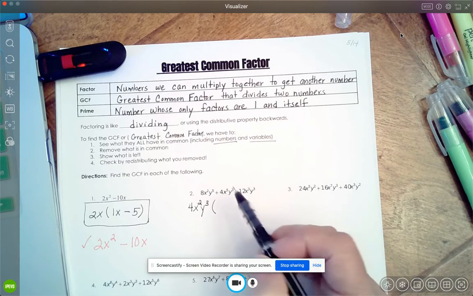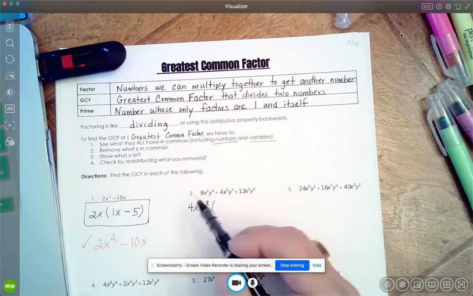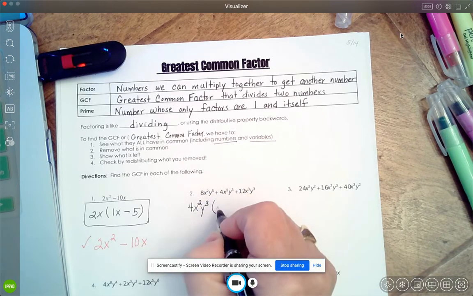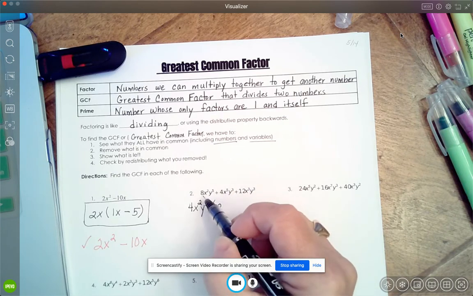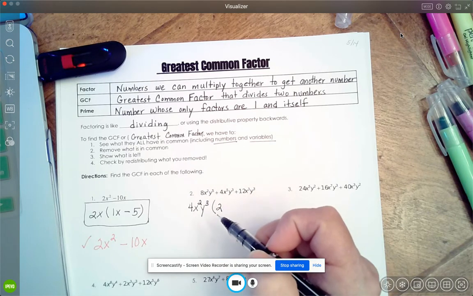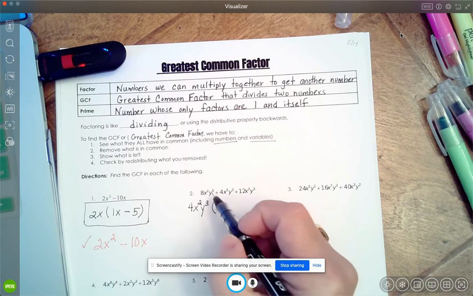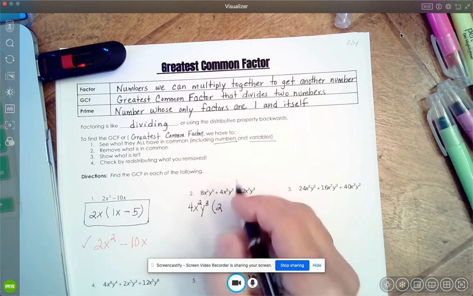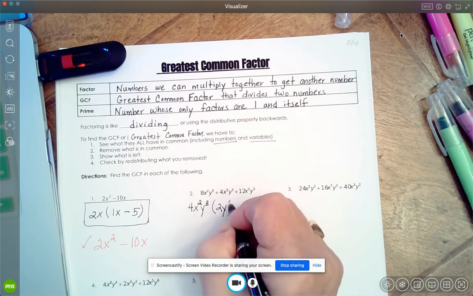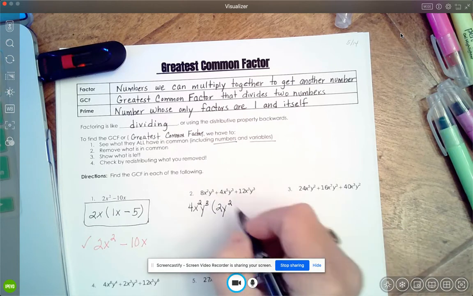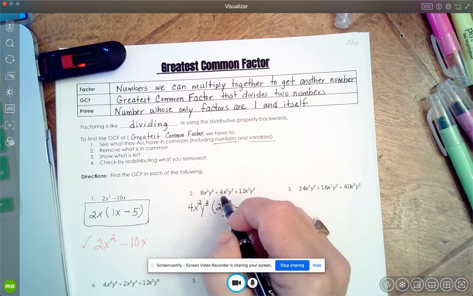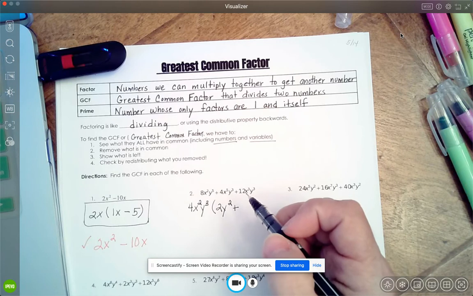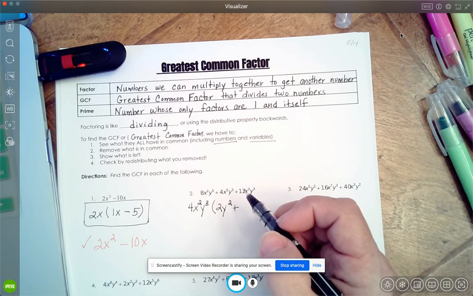Now, I'm ready to see what I have left. 8 divided by 4 is 2. I had 2 x's. I took 2 out. Nothing is remaining. I had 5 y's. I took 3 out. I have 2 remaining. My sign is positive. 4 divided by 4 is just a 1. This time I'm not going to put 1 there. I'm just going to leave it blank. You can do whatever you would like.